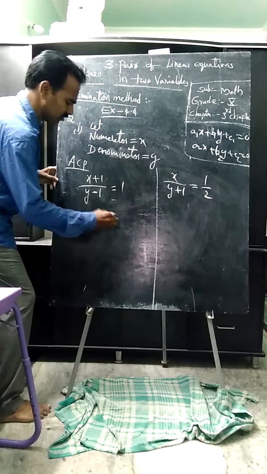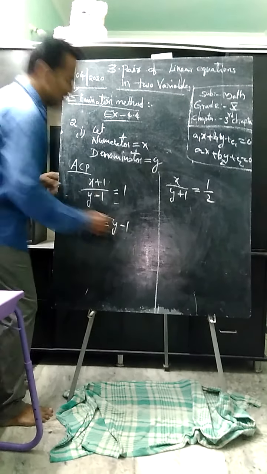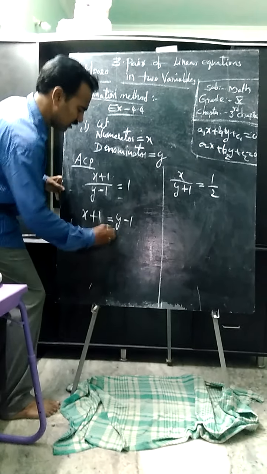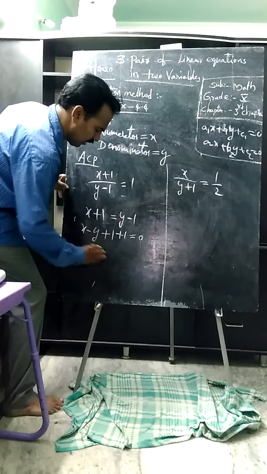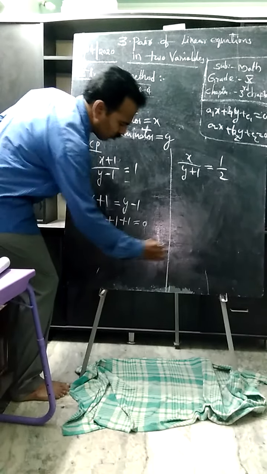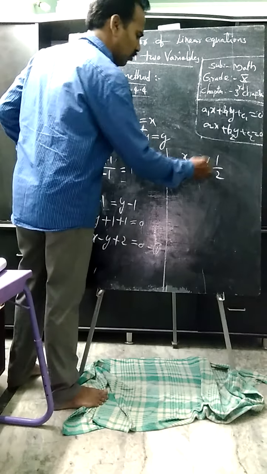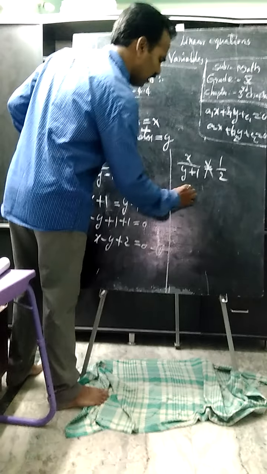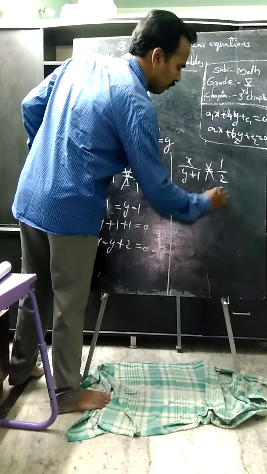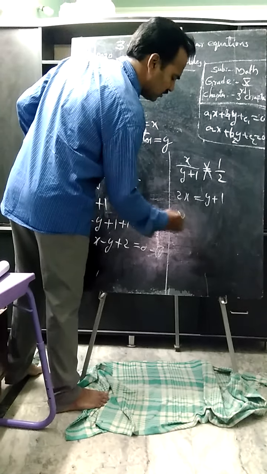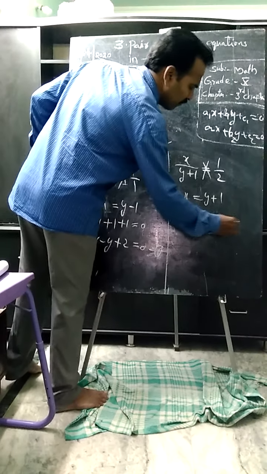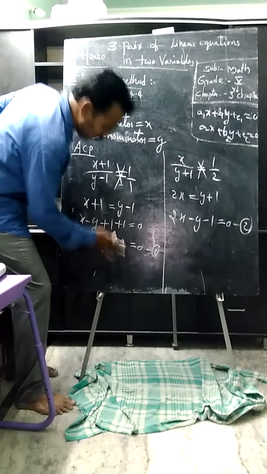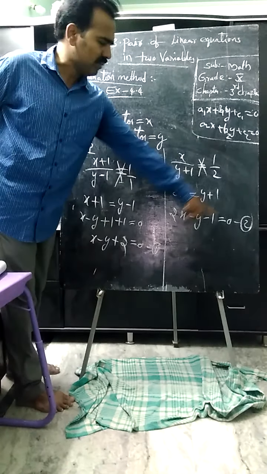Do cross multiplication or send it to that side, that is up to you. When you multiply by 1, you get the same thing. Write all the terms on one side, students. As we discussed just now, we have x minus y plus 2 is equal to 0. That is equation 1. The same thing, do cross multiplication. Here if you take 1 by 1 cross multiplication, then we have 2x equals y plus 1. Again write all the terms on one side to write the standard form of a pair of linear equations in two variables. We have equation 1 as x minus y plus 2 is equal to 0. Next one, 2x minus y minus 1 is equal to 0.